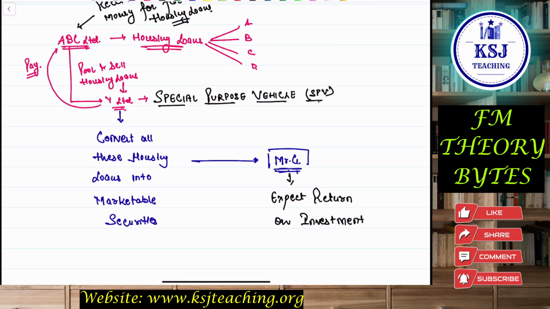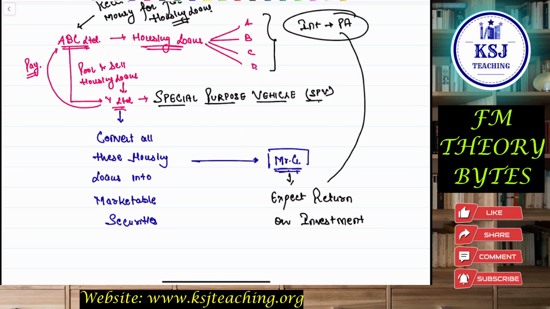From the Y Limited will give the return from the interest and the principal being received from this A, B, C and D. This A, B, C, D will be paying interest plus the principal amount. From this amount, they will pay this return to Mr. G. Now, what is the benefit to Y Limited?